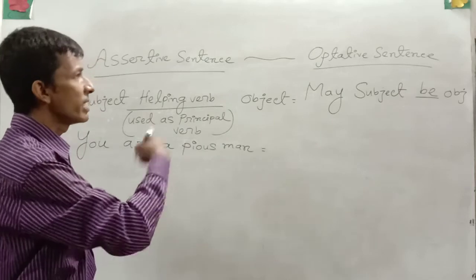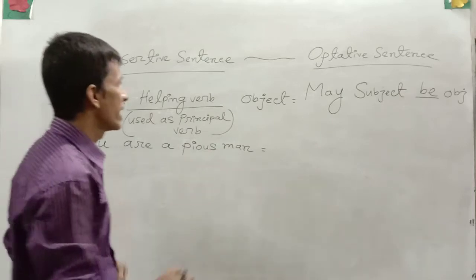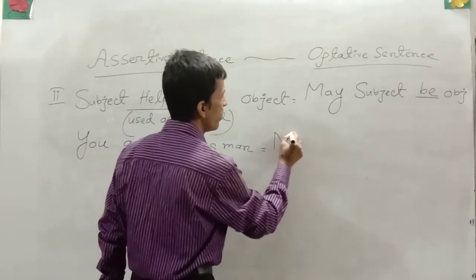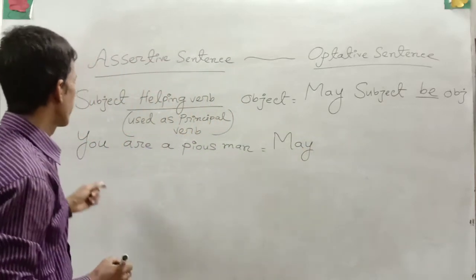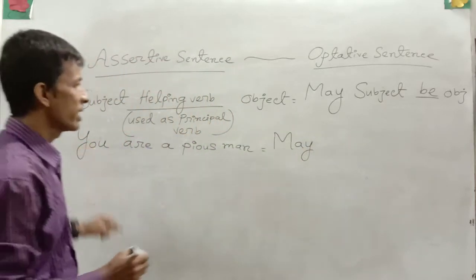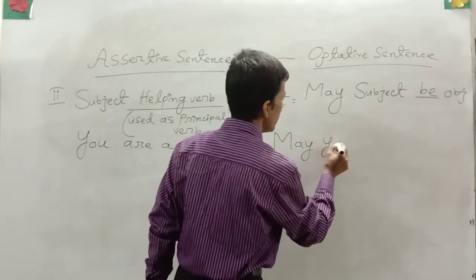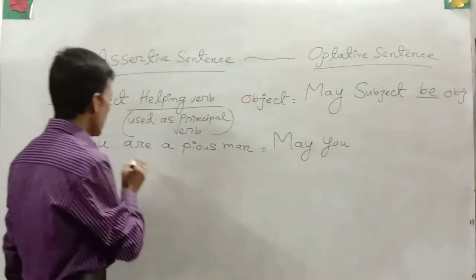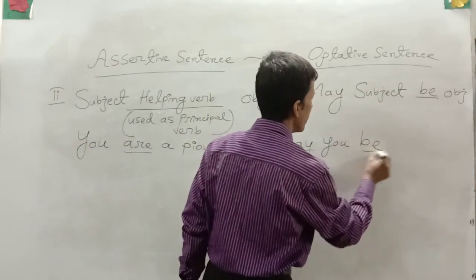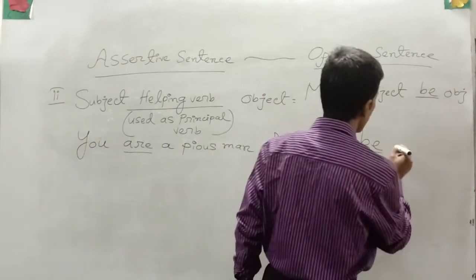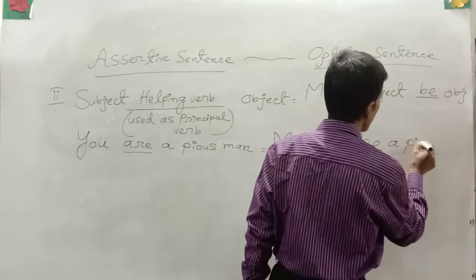Now you will transfer it into optative sentence. First of all, you will have to write may. It is obligatory, it is compulsory for writing may, then you will transfer the subjective case in the second part. Are will be replaced by writing be, and at last objective case, a pious man.